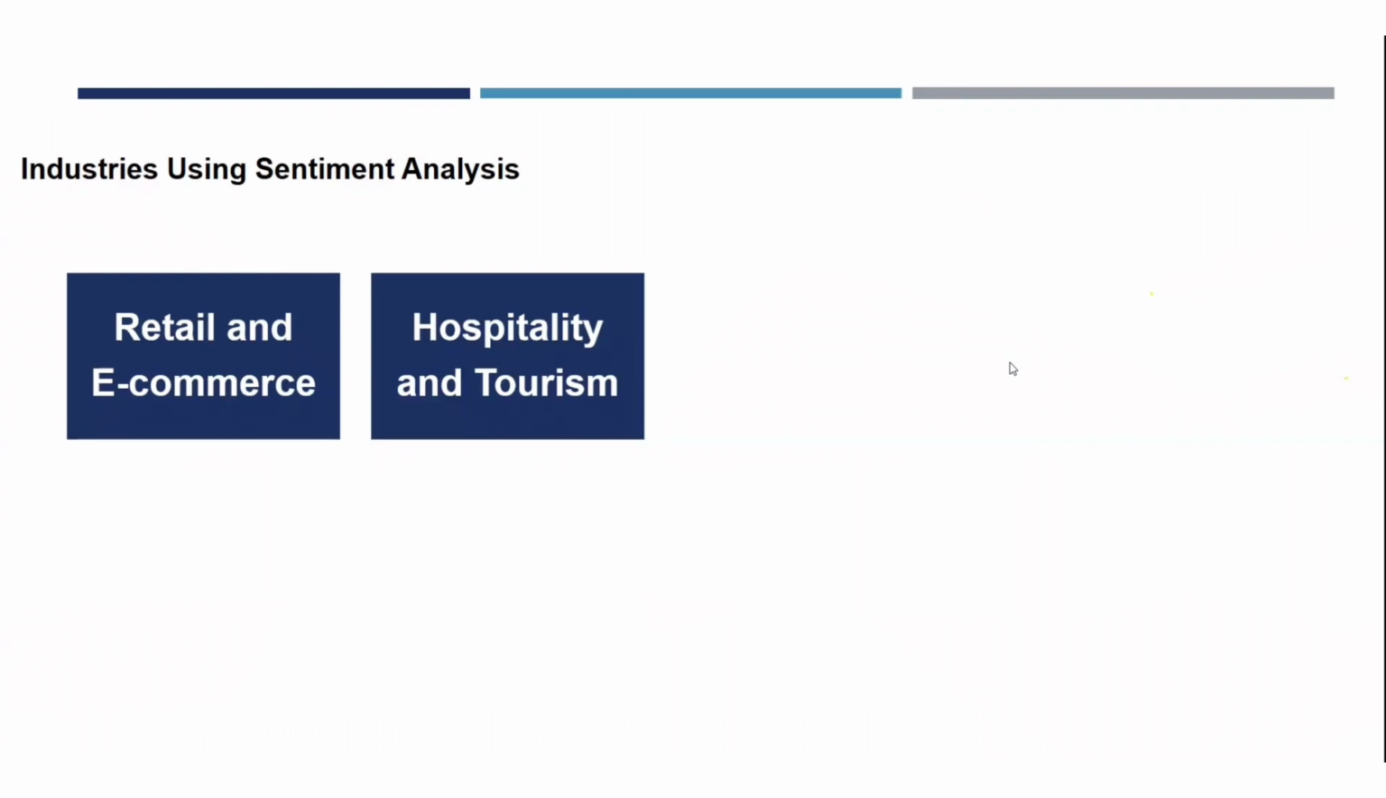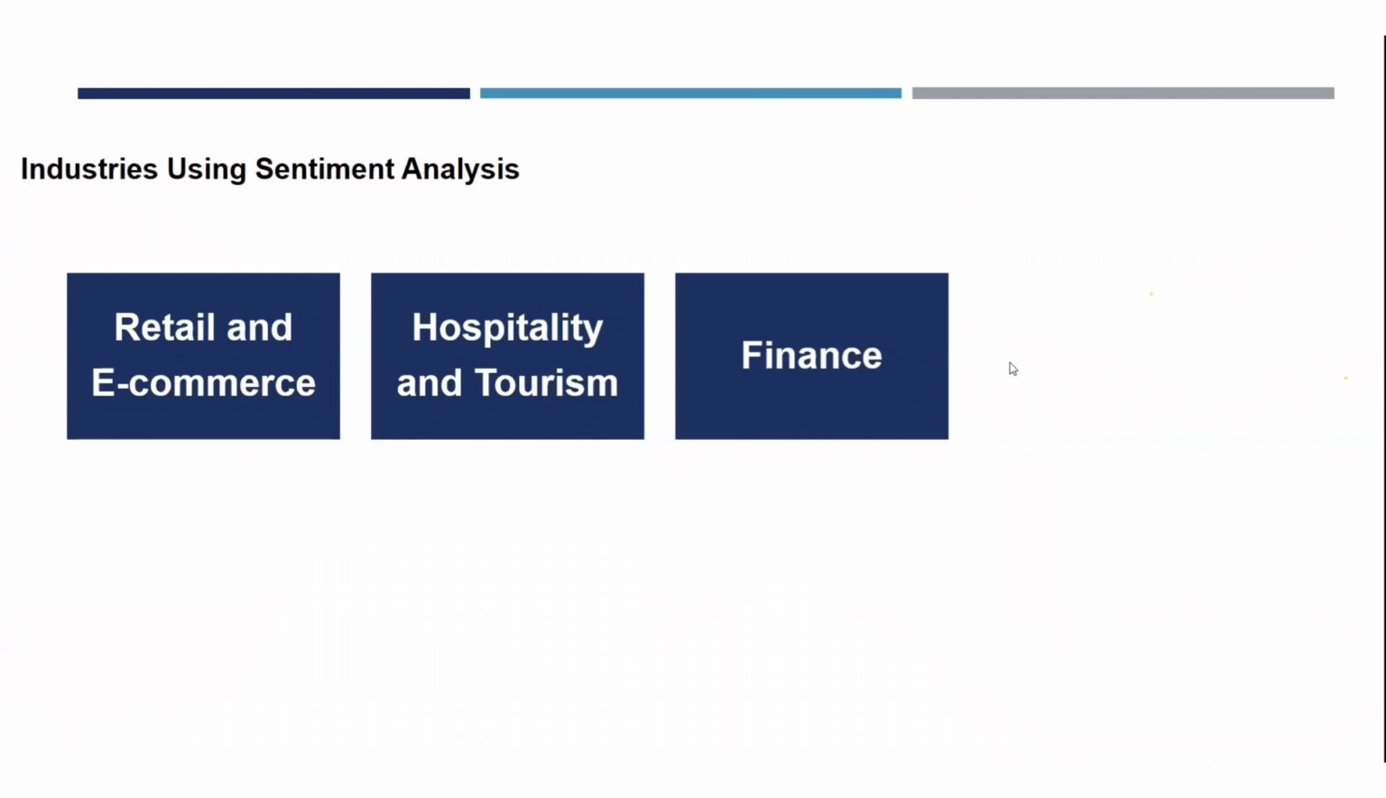If customers want more packages, what travel packages do they want in the monsoon, in summer, in winter? What the customer is expecting, and in which season they want to travel, that is hospitality and tourism. Finance: it analyzes market sentiment and predicts stock market movements. Just now we discussed how stock market movements are predicted based on sentiment analysis. Okay. Next, healthcare.